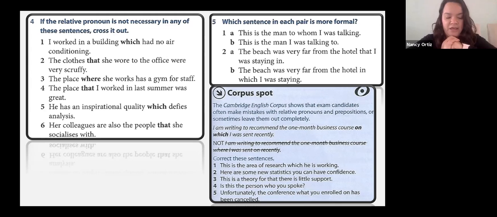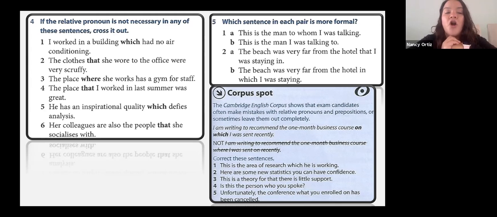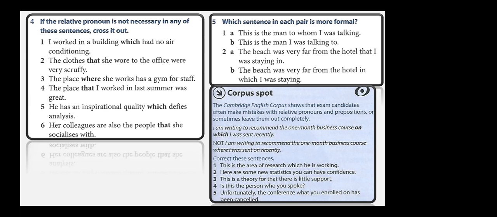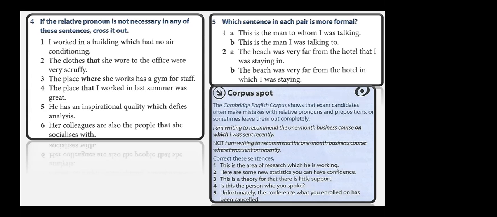In which? In which? You enroll in a conference, not on a conference. Remember the differences between in and on? Those are the differences here too. So we don't say on which, it's in which, Daniel. Okay. Can we use passive voice? In which you were, Miss, could it be?